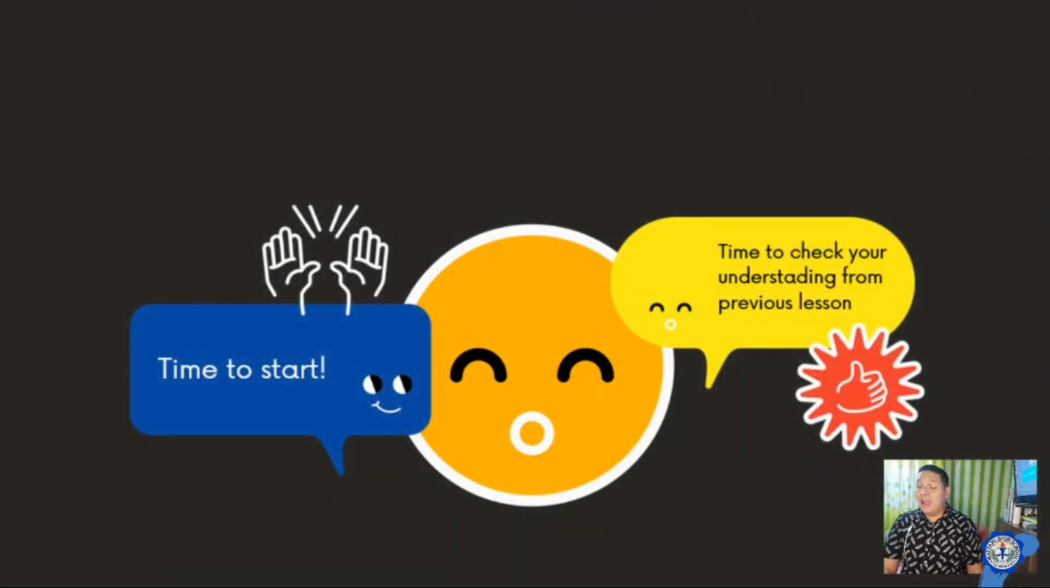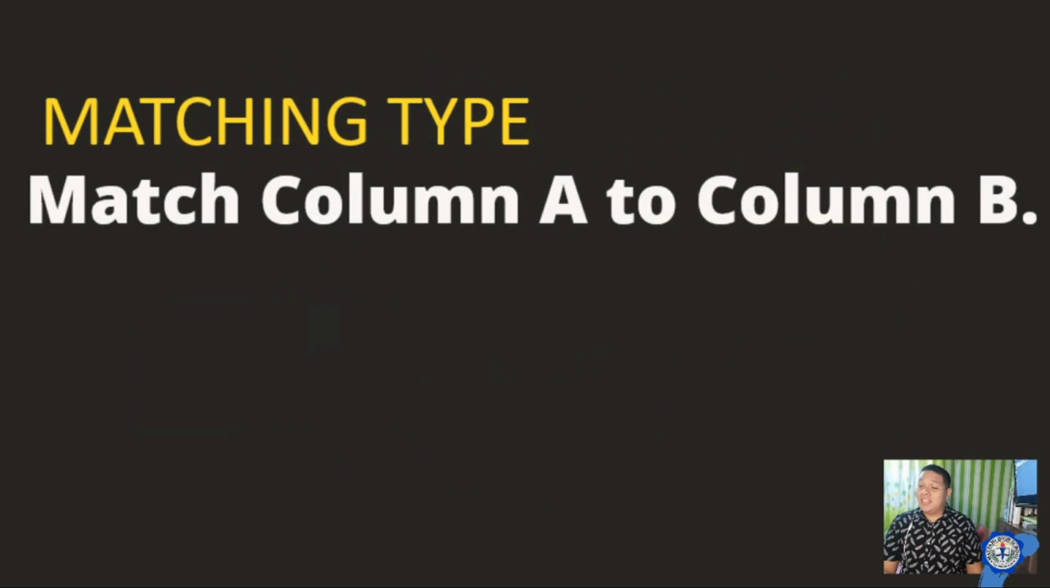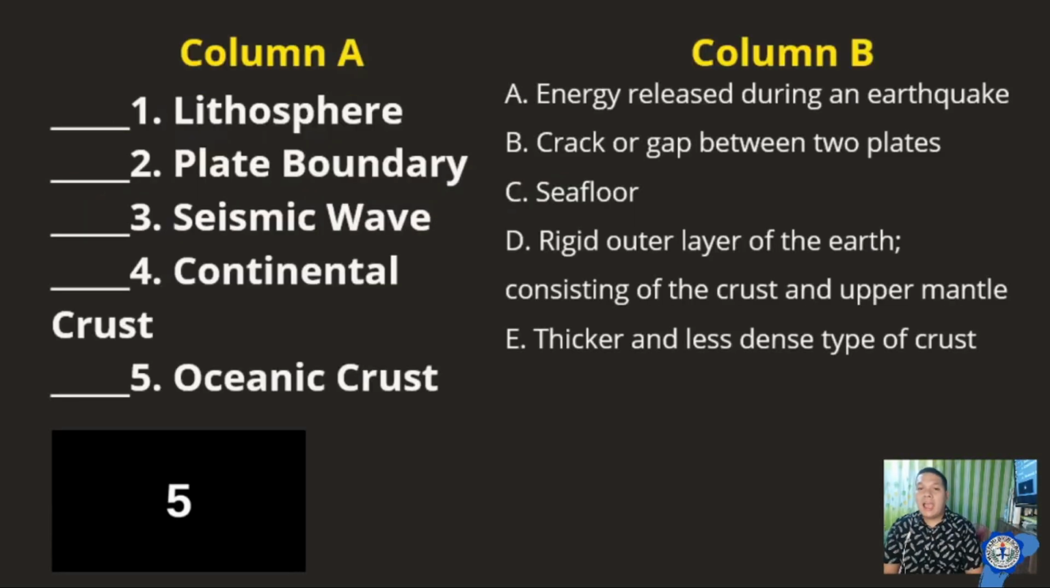To continue with our session for today, let us first have a review. So let us prepare for a matching type test. May I ask you to please get your pen and paper. All you need to do is to match column A to column B. Column A consists of the words that we have learned from our previous lesson, whereas column B consists of their description or definition. Are you ready now? So let us begin. I will be giving you 1 minute to answer this test, and your timer starts now.